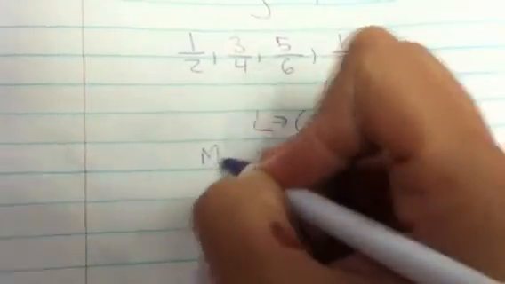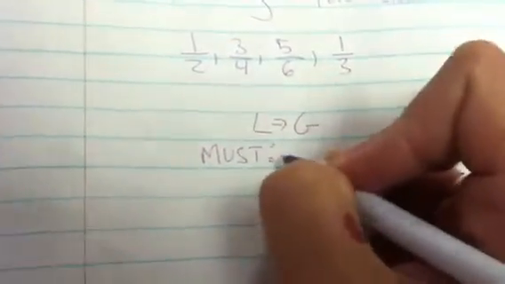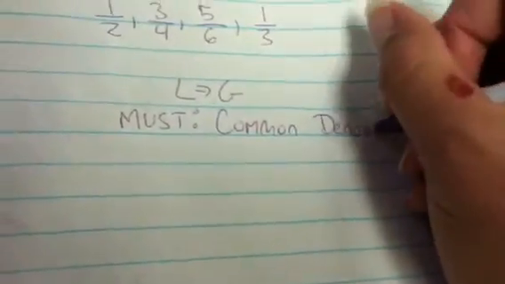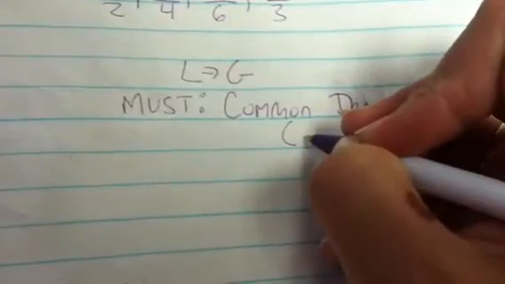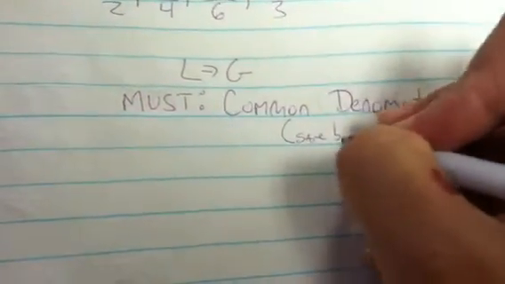To order fractions, we must have a common denominator. Remember, a common denominator is just the same bottom number. That's all that is. Nothing special.